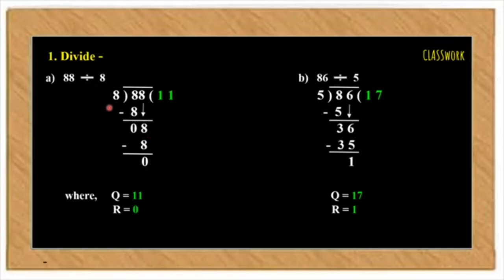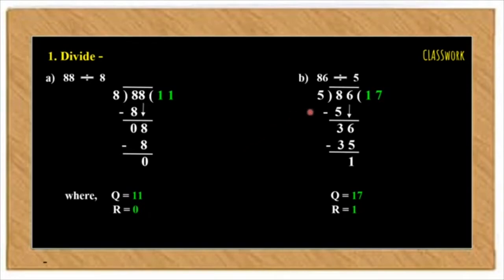Again, we know 8 multiplied by 1 is 8. Therefore, we write the numbers accordingly and obtain 0 as the remainder, such that our quotient becomes 11 and the remainder is 0.